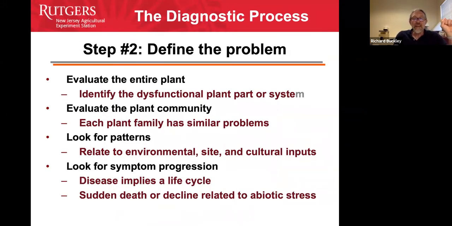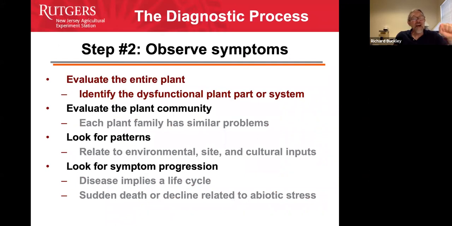The next thing to do is define the problem. What we're trying to do, again, is narrow down and separate abiotic versus biotic. So we're going to go through this, evaluate the entire plant, and identify the dysfunctional plant part or system.